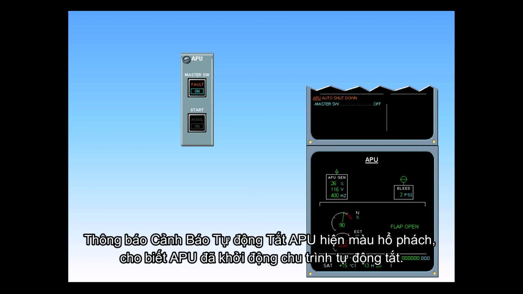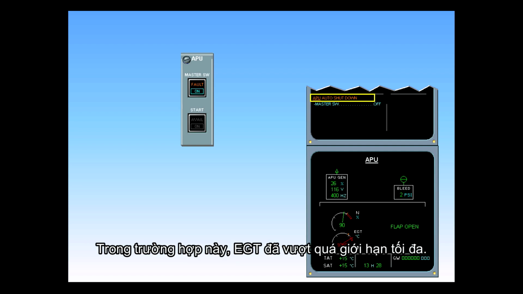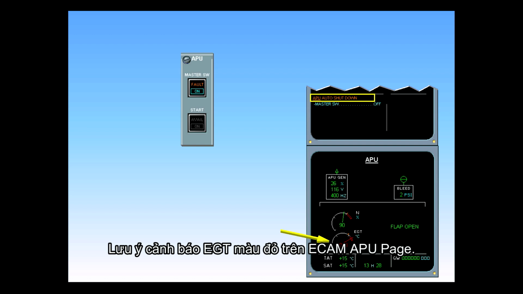The ECAM Caution APU Auto Shutdown appears amber to indicate that the APU has initiated an automatic shutdown. In this example, the EGT has exceeded the maximum limit. Notice the red EGT indication on the ECAM APU page.